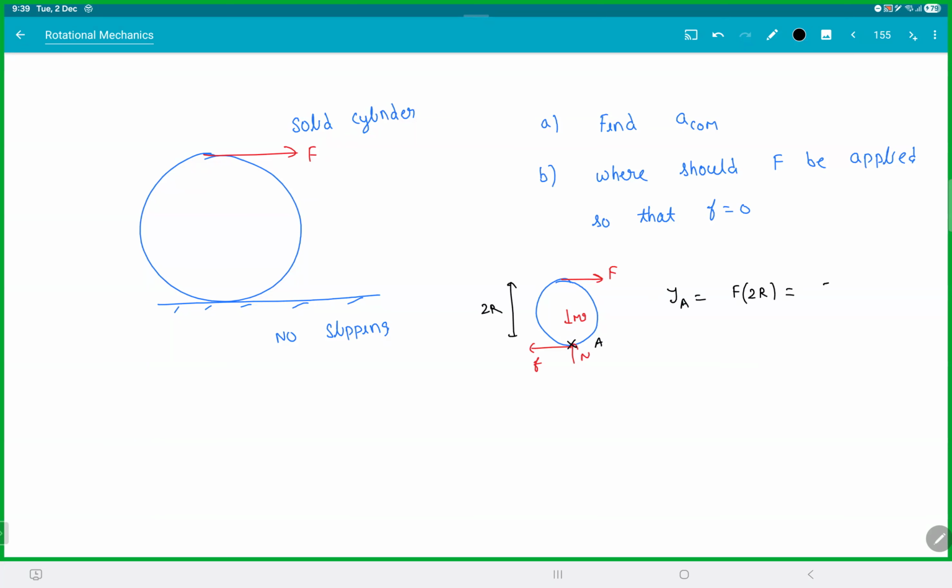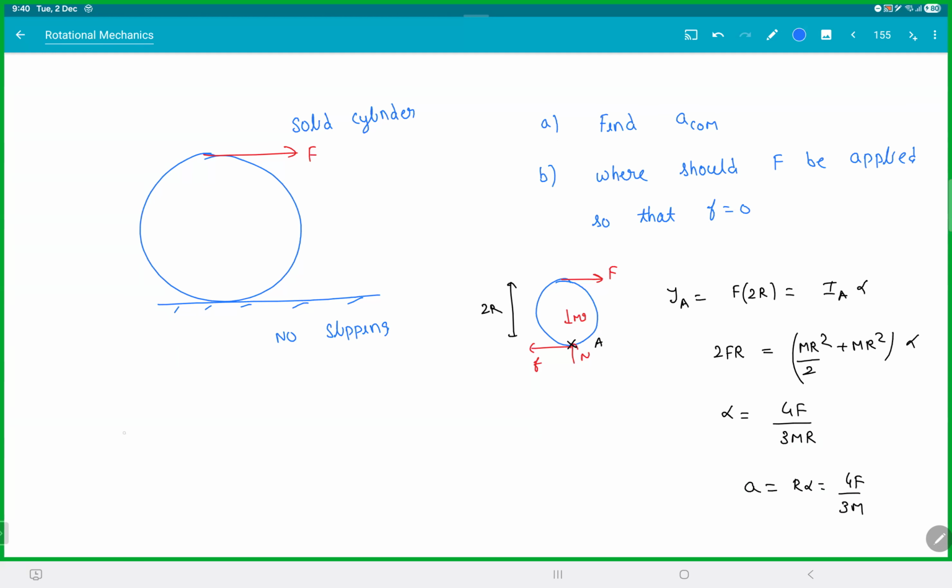Then you should take moment of inertia about A. Moment of inertia about A, by parallel axis theorem, is I about center of mass plus mr square. That will be 2Fr is equal to mr square by 2 plus mr square, times alpha. So alpha will be 4F by 3mr. a is equal to r alpha, so 4F by 3m. Got it?